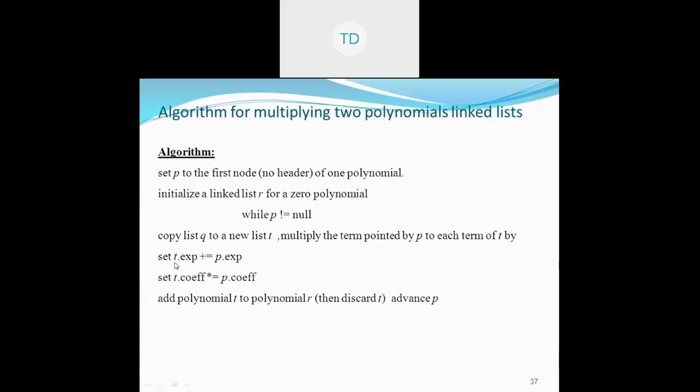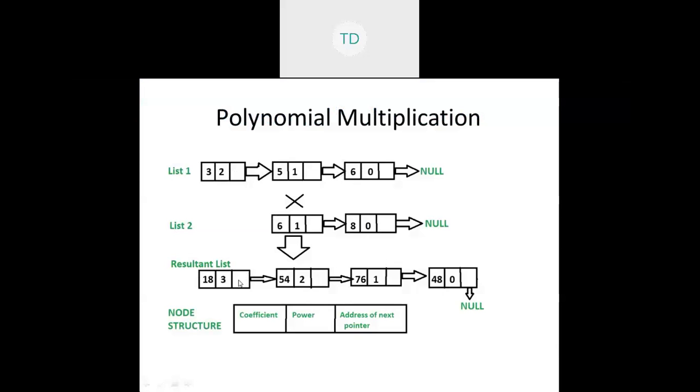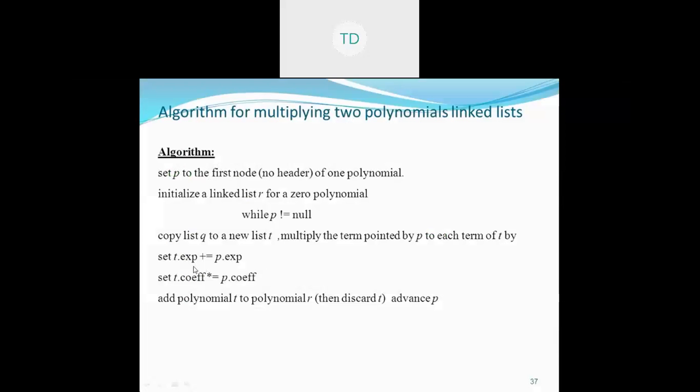How can we perform the multiplication? There are two things in this: exponent and coefficient. The coefficients get multiplied, like 3x square and 6x, so 3 is multiplied with 6. That's why here the coefficient of T is equal to the coefficient of this node multiplied by the coefficient of P.